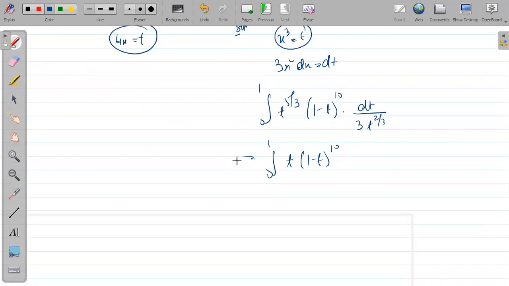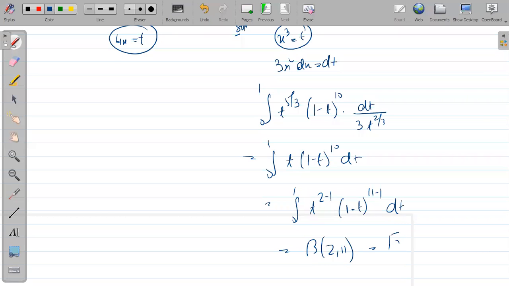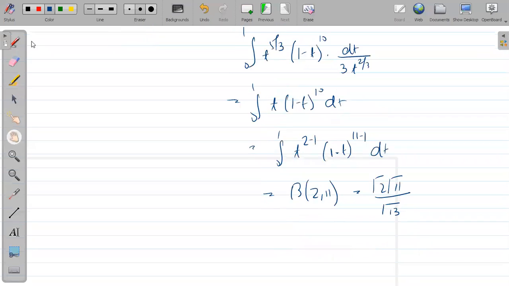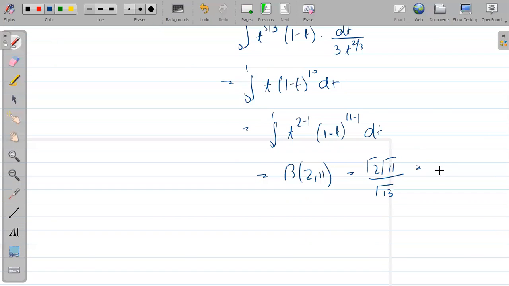Okay, m minus 1. So here it is a beta function. Beta function limits are satisfying: 2 minus 1, 1 minus t, then 2 minus 1 done, and again 11 minus 1. So it is the beta function of 2 comma 11. It is gamma of 2, gamma of 11 by gamma of how much? 13. Simplifying this, how much will you get?